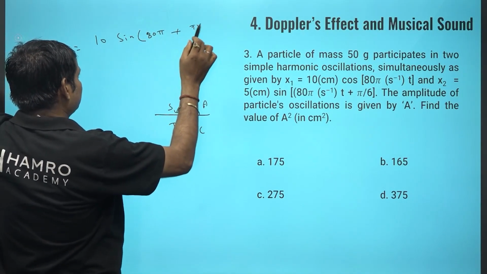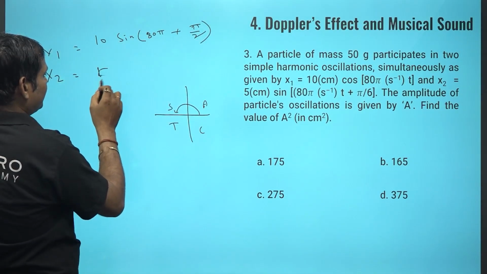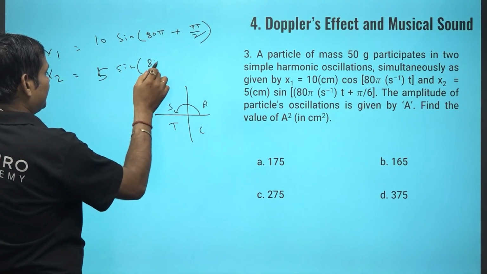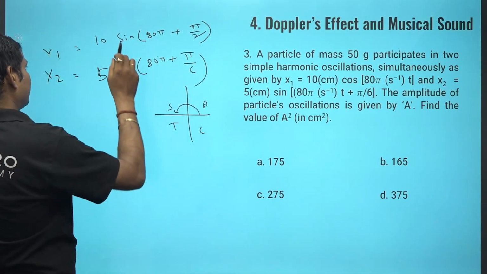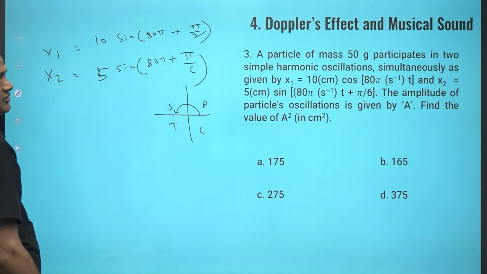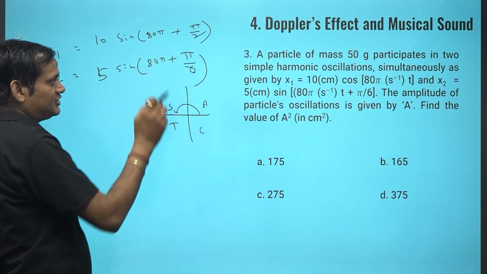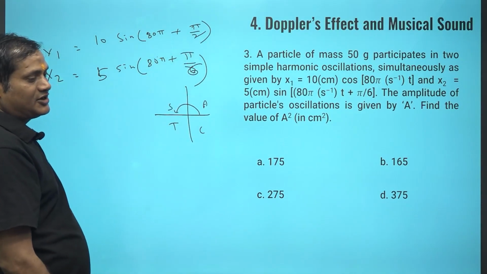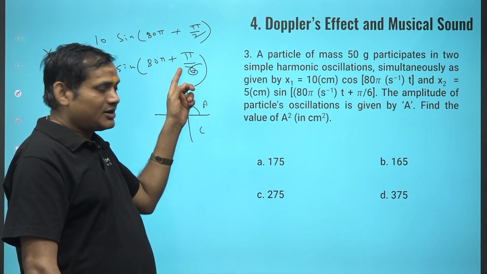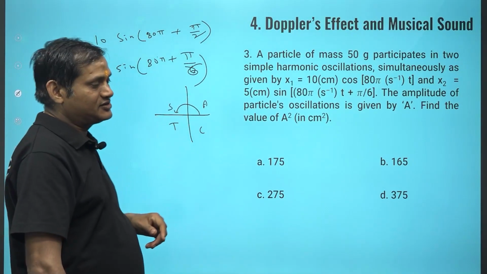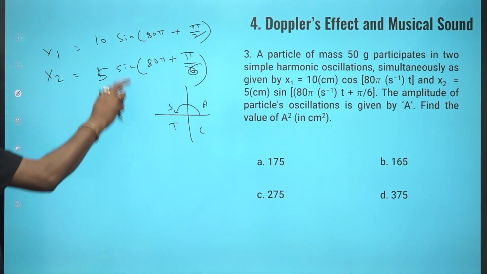Plus 90, meaning pi by 2. The other equation is x2 equal to 5 sin(80 pi t plus pi by 6). Now the phase difference between the two: one is 90 degrees and the other is 30 degrees, since pi by 6 is nothing but 30 degrees. So 90 minus 30 equals 60, the phase difference is 60 degrees.